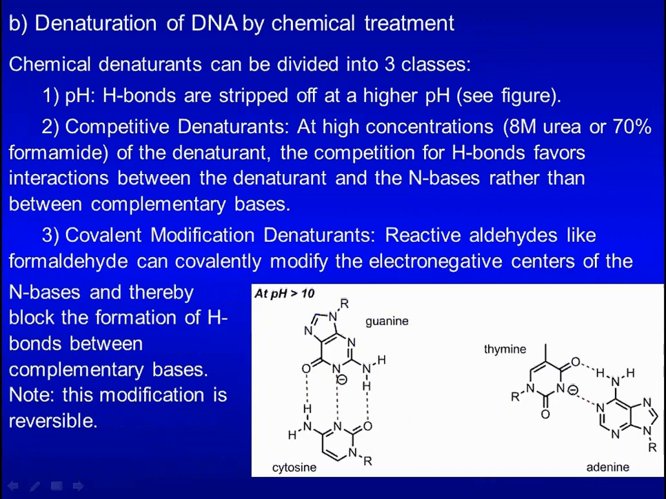There are several ways to break hydrogen bonds using chemical methods. First method is to raise pH. The hydrogen in guanine, for example, can be stripped off when the pH is raised above 10. Second method is to add urea. At high concentration, urea can compete for hydrogen bonding. Third method is to use aldehyde. Aldehyde can modify the amino group and disrupt hydrogen bonds between bases.